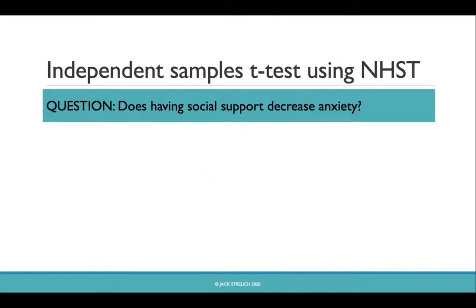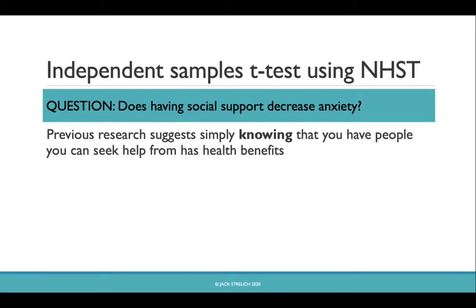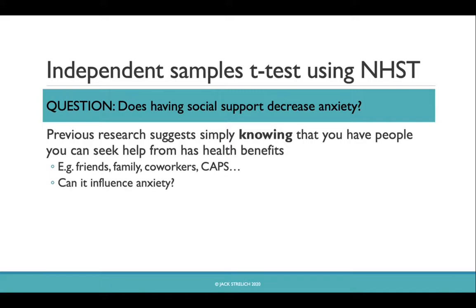Now, let's walk through an example of an independent samples t-test using null hypothesis significance testing. Our research question is, does having social support decrease anxiety? Previous research suggests that simply knowing that you have people you can seek help from has health benefits. This can include friends, family, coworkers, CAPS here on campus, you name it.